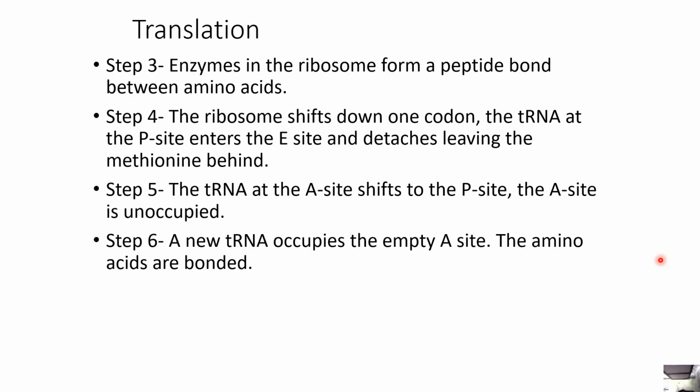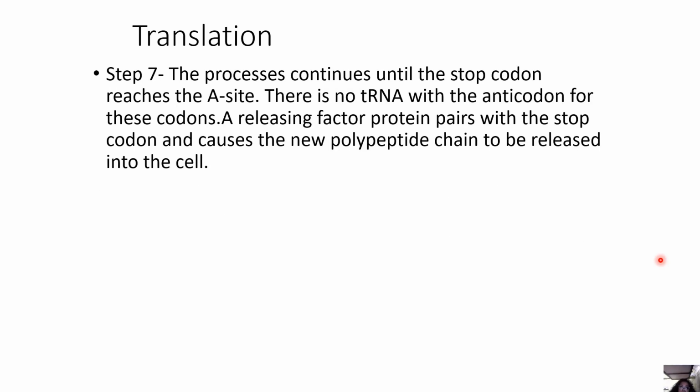Enzymes in the ribosome form a peptide bond between the amino acids, and the ribosome shifts down one codon. The tRNA at the P site moves to the E site and leaves the methionine behind. The tRNA at the A site shifts to the P site, and the A site is unoccupied. Another tRNA occupies the empty A site, and the amino acids are bonded. This process continues until the stop codon reaches the A site. There is no tRNA with the anticodon for these codons. A release factor protein pairs with the stop codon and causes the new polypeptide chain to be released into the cell.